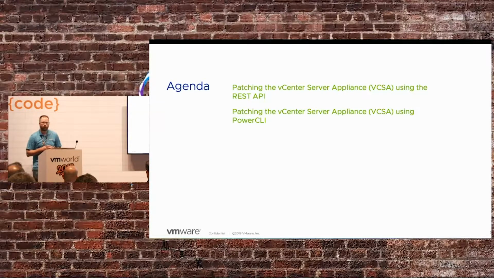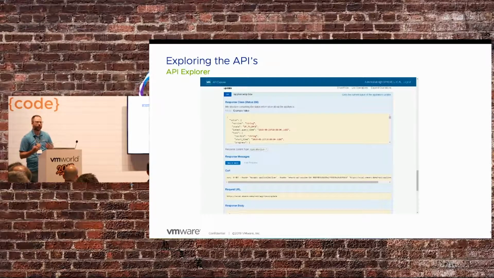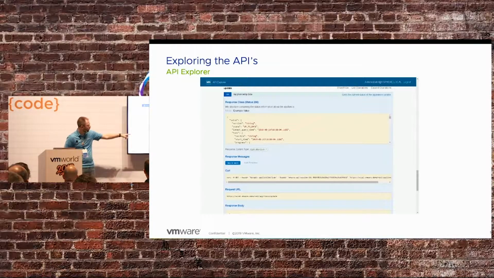So to start off, we're going to talk about how we actually patch the vCenter using the RESTful APIs, and how you even understand how that works. The first thing you can do to understand what APIs are available is use the API Explorer. If you go to the FQDN of your vCenter /API Explorer, you'll see this screen, and if you browse down into each thing, you will see what APIs are available. In this case, this was appliance update, and I could see what the response was supposed to look like, see the curl command associated with it, and understand the output.